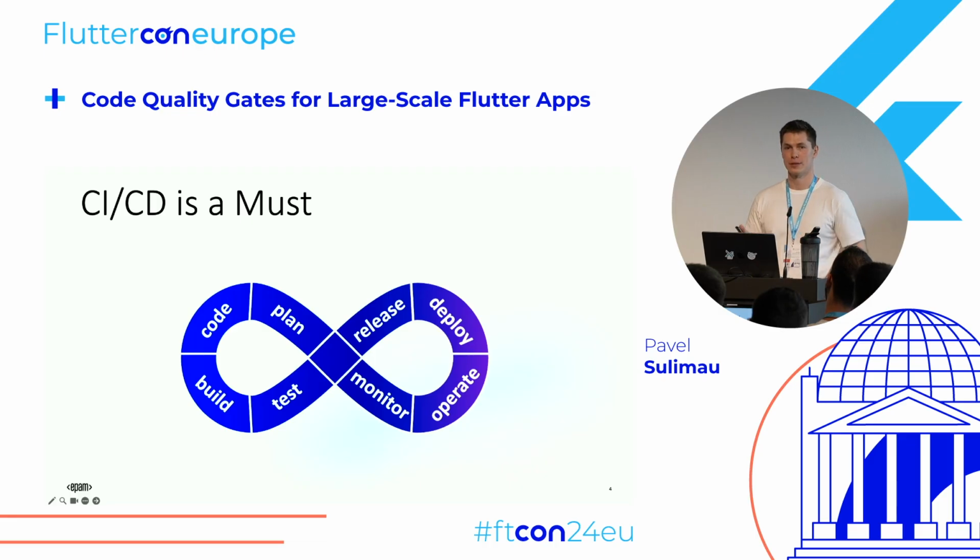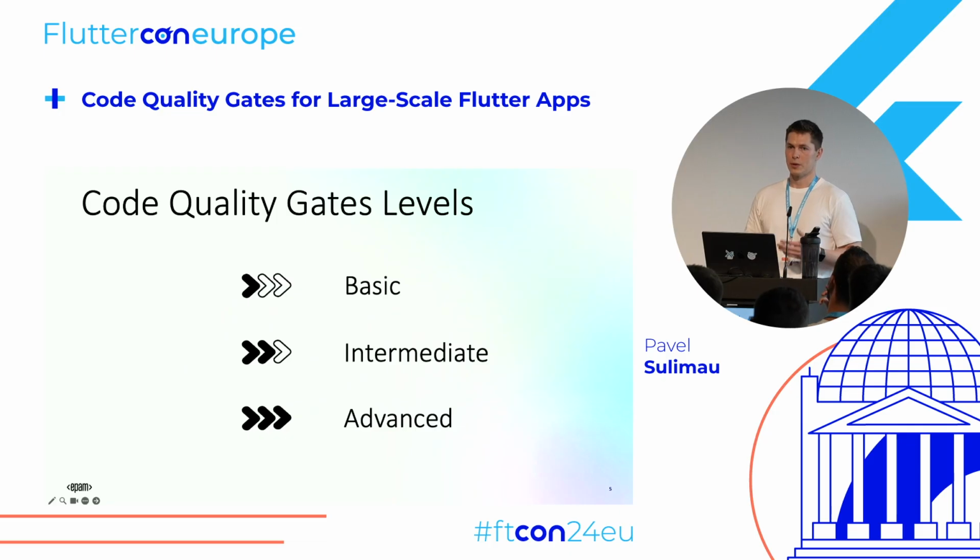First things first, setting up continuous integration, continuous delivery, and deployment is a must. So if you don't have it yet on your project, make sure you do as soon as possible. And if you do, let's see how you can enhance your CI flow to make it even more robust. The code quality gates that you are about to see are divided into 3 categories. I divided them based on the amount of effort it takes to set them up. So start with the basic ones first.